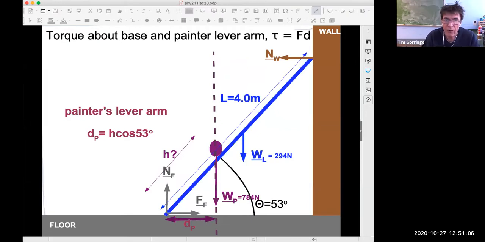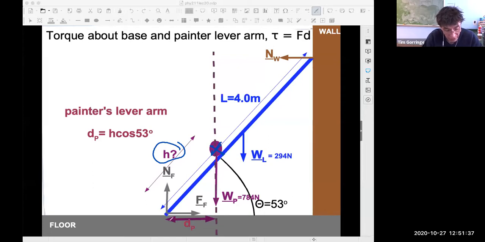And that's the lever arm of the painter, the weight of the painter. So that's another force that's acting on the ladder. And so I'm calculating that lever arm on this slide here. So here's the painter on the ladder, some distance or height up the ladder. I called it h. And that's going to create a torque. The painter's weight on the ladder is going to create a torque.